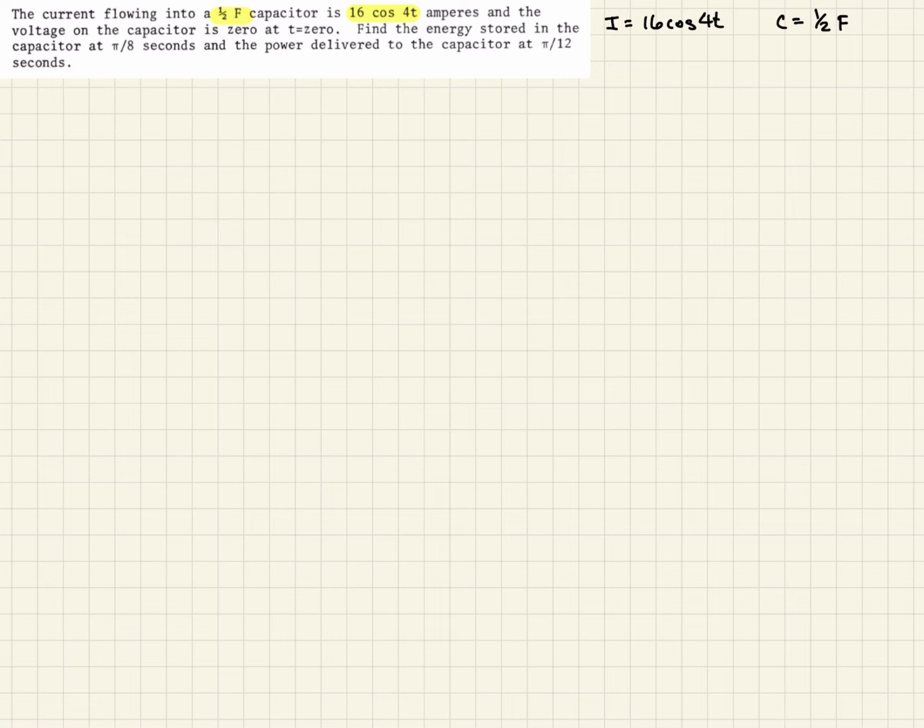So before we do that, we need to get an expression for the voltage. We're going to need that for both parts of this problem. So we recall that for a capacitor, we can find the voltage by integrating over some time interval of the current with respect to time. So in this case, 1 over C is going to be 1 over 1/2. It's going to be the integral from 0 to t of 16 cosine 4t dt.